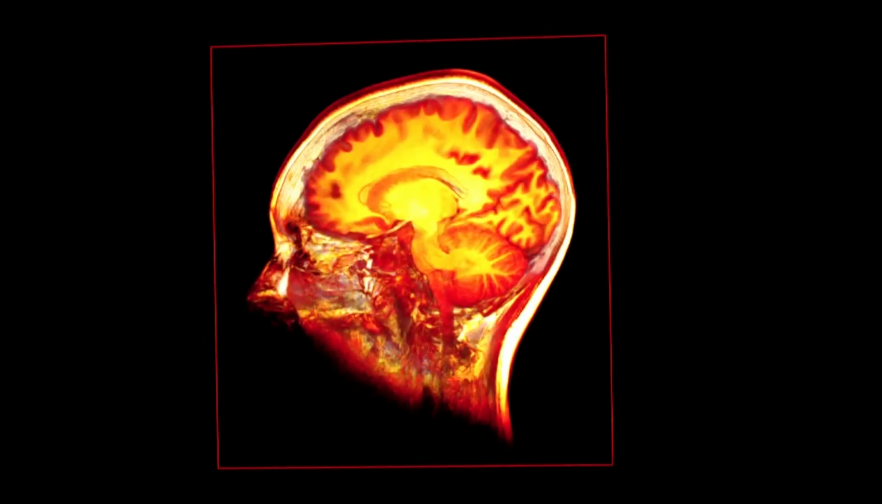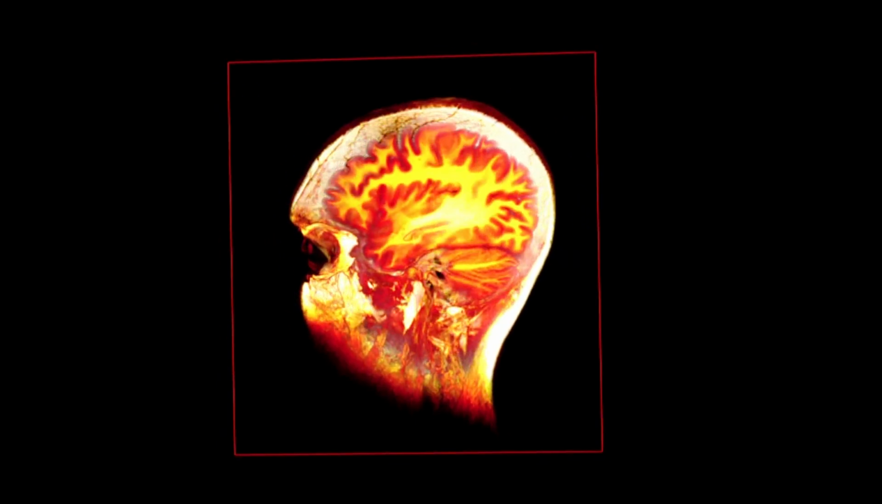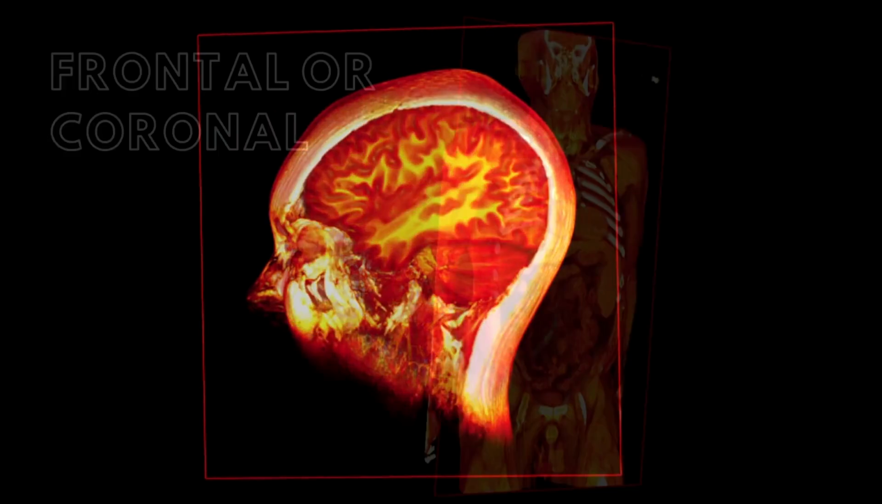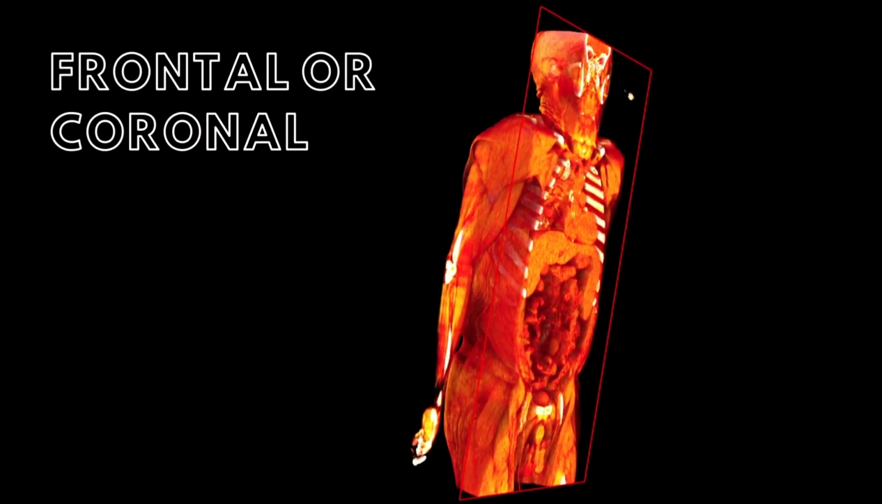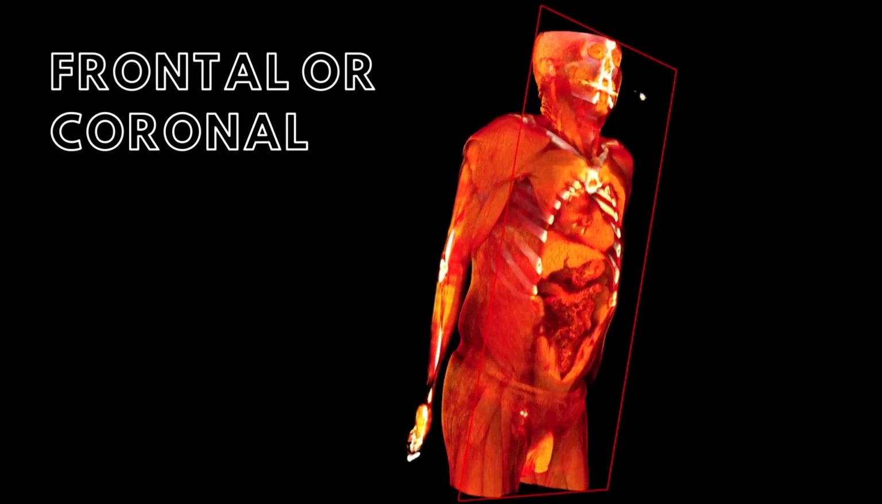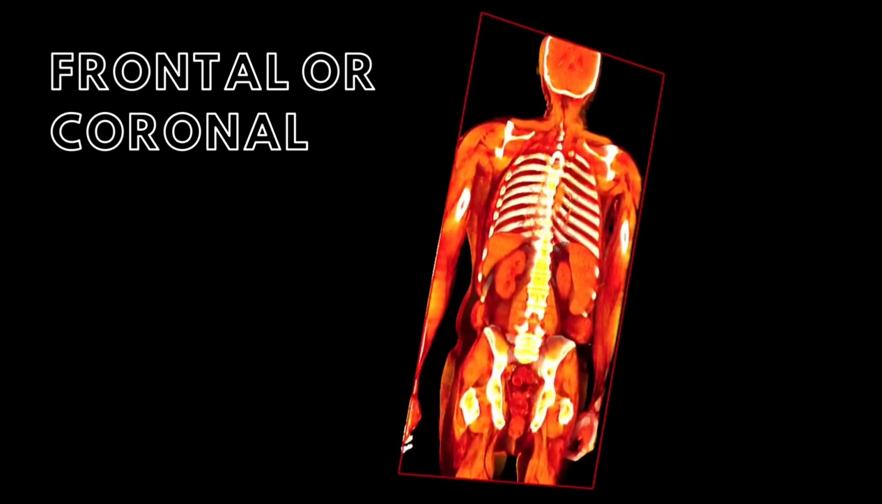In order to understand how a three-dimensional structure has been sectioned, one needs to reference one of the three sectional planes. The frontal or coronal plane is a plane that parallels the longitudinal axis of the body, traveling through the body from side to side, separating it into anterior and posterior sections.